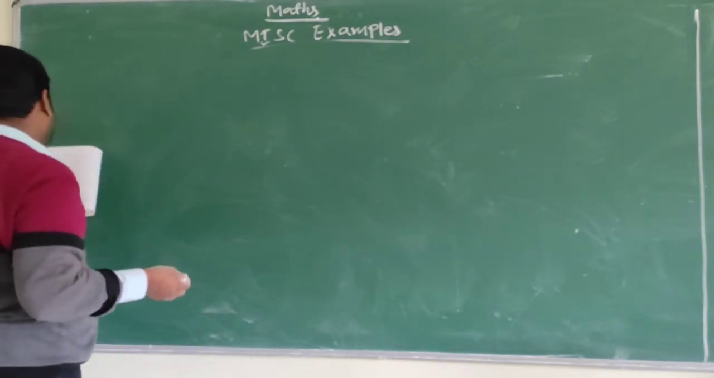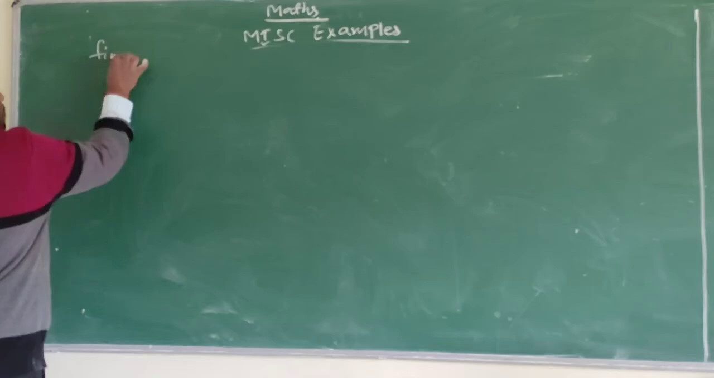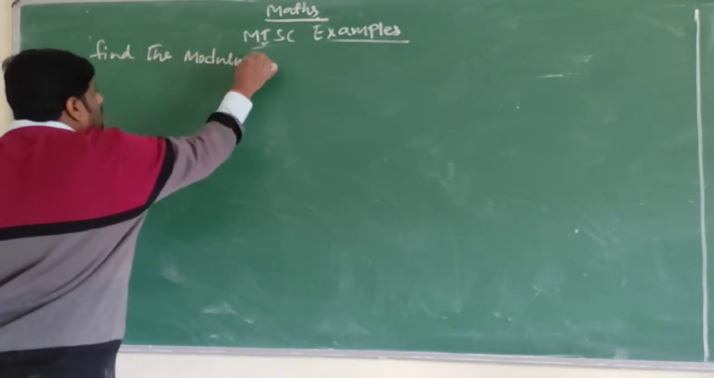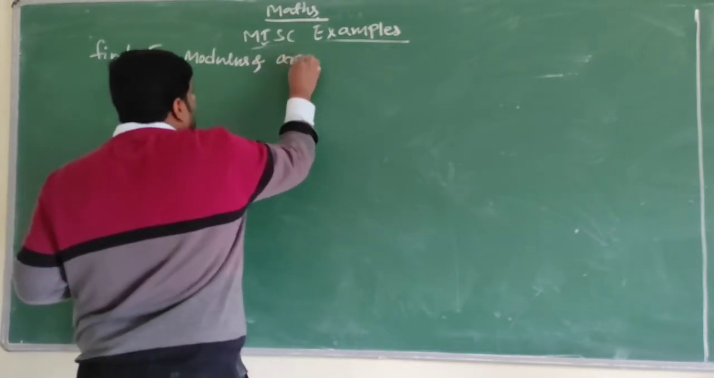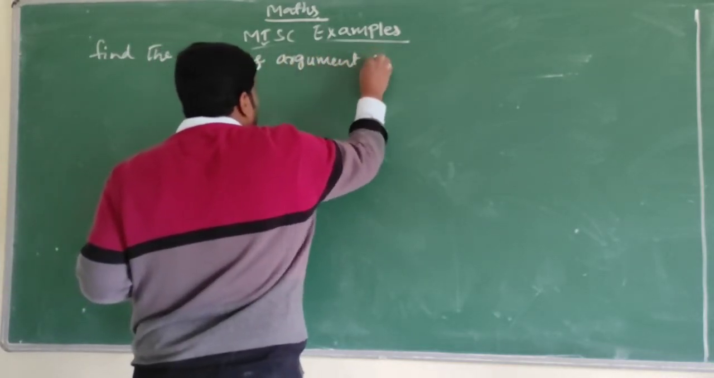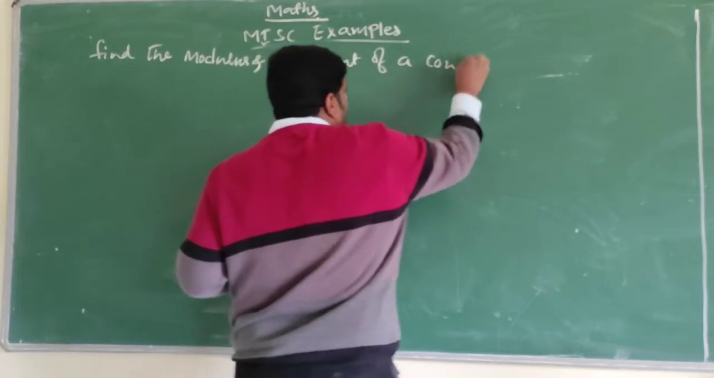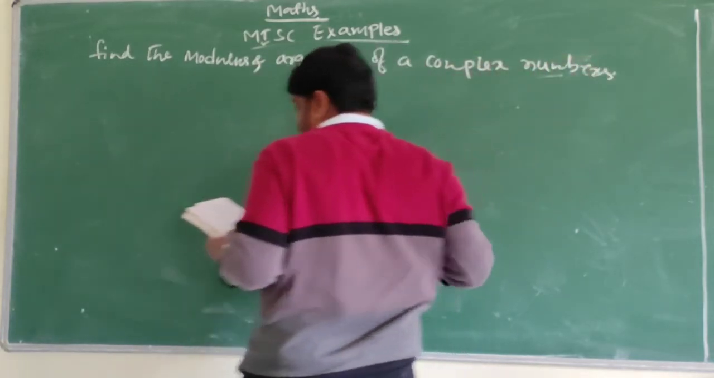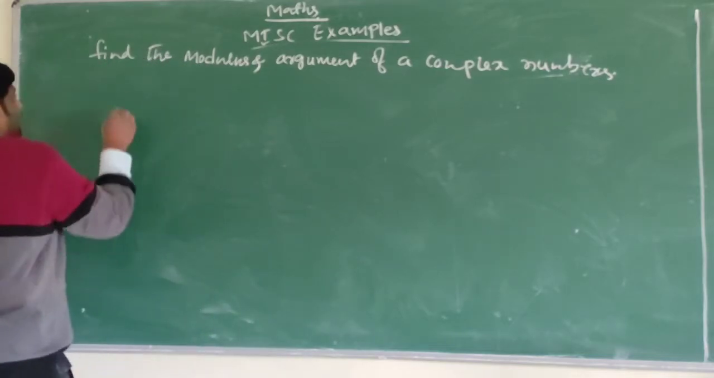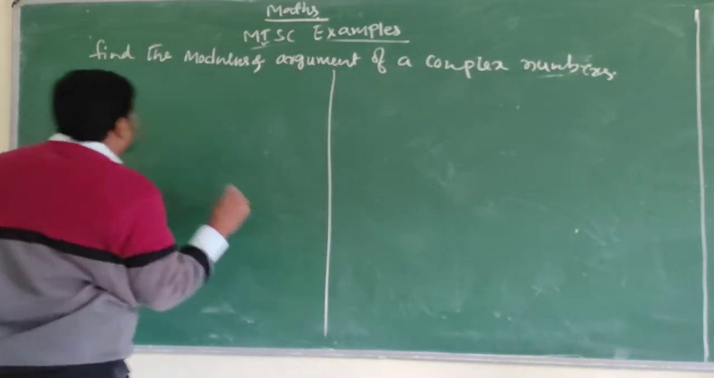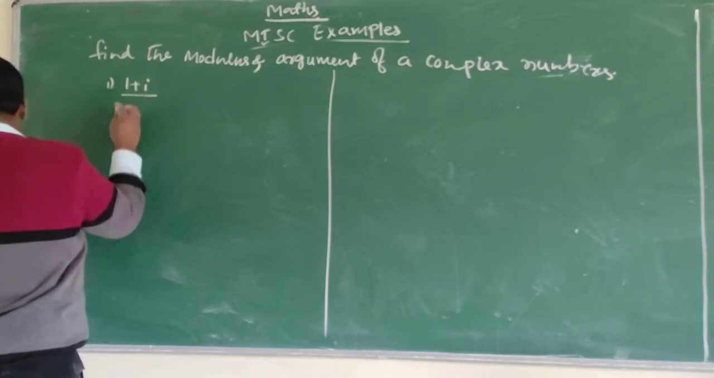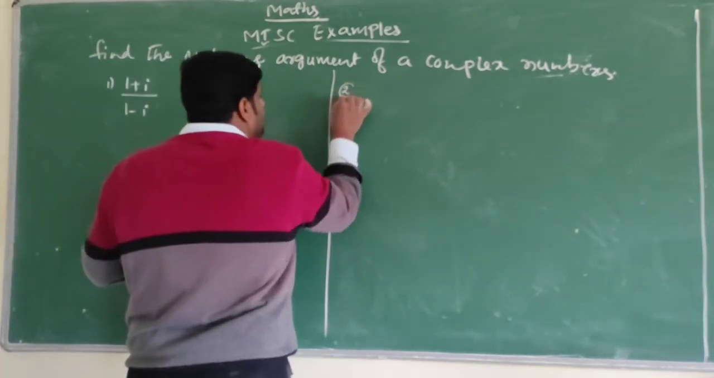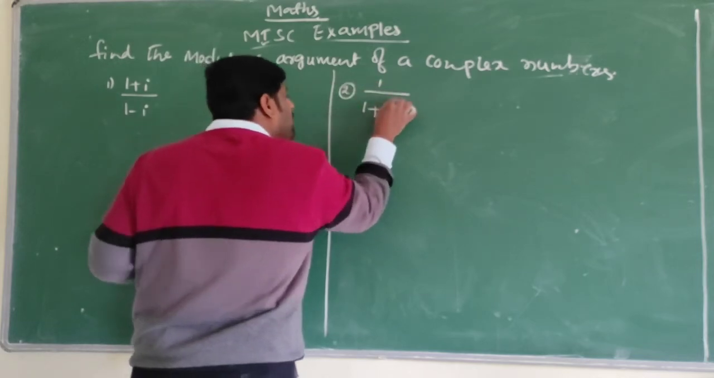Find the modulus and argument of the complex numbers. So first one is (1 plus i) divided by (1 minus i). Next one is 1 divided by (1 plus i).